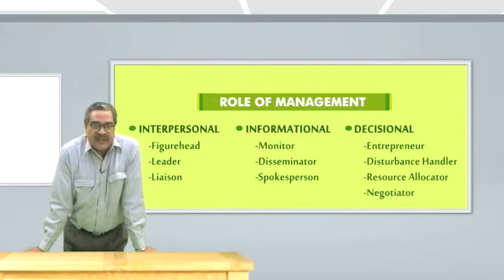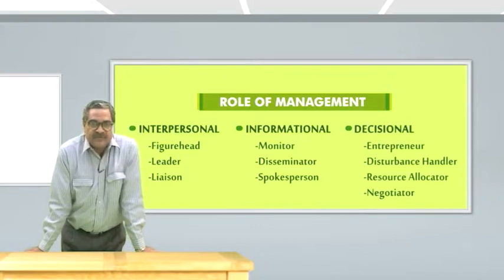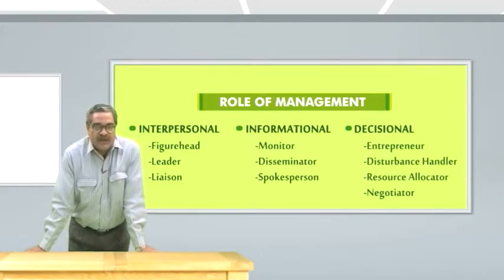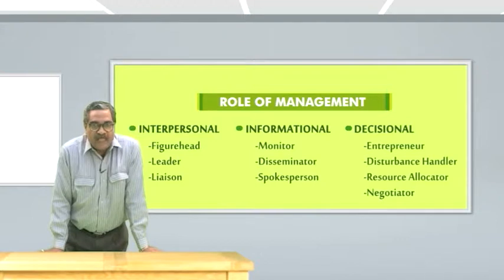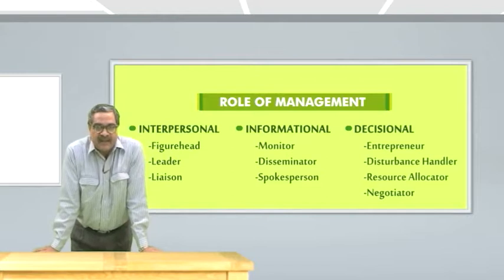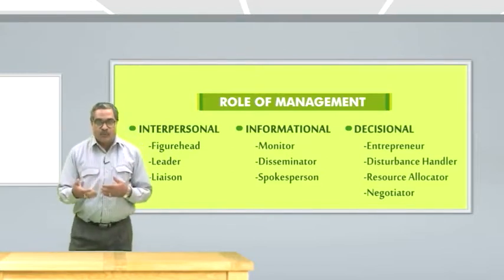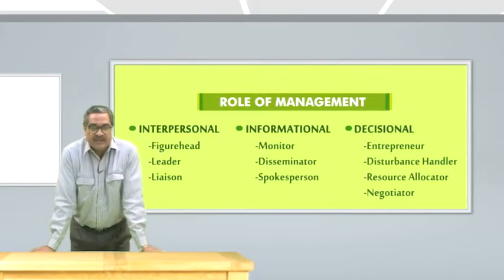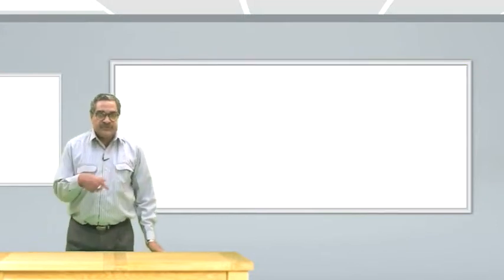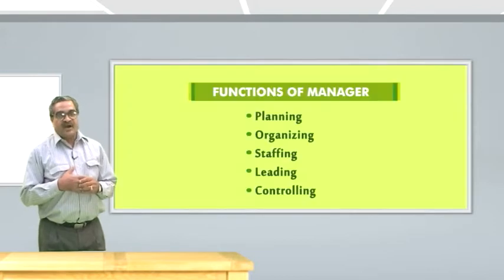Now, monitors seek and review the information, disseminators forward information to the other organizations, and the spokesperson transmits information to outside. Decisional roles are entrepreneur, disturbance handler, resource allocator and negotiator. Entrepreneurs are innovative. Disturbance handlers tackle the problem if there is any confusion or conflict. Resource allocators decide the resources required for getting the output from the organization. Negotiators work with other organizations for procurement of things, for getting things done. Now, all those things play an important role in the functions of a manager.